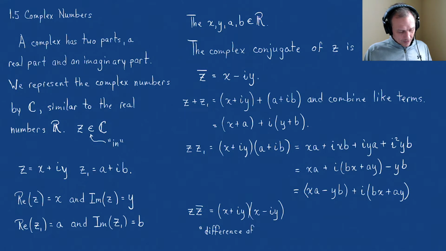Difference of squares. Just like, for example, if you have a plus b times a minus b, there's a pattern, and the pattern is the middle components drop out. Well, let's try this here.